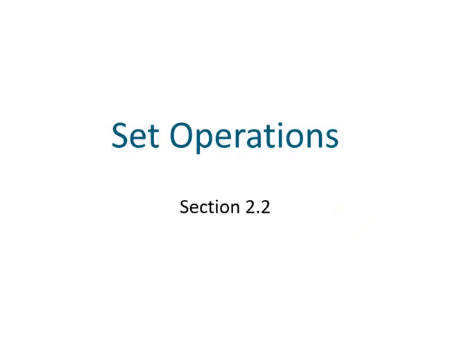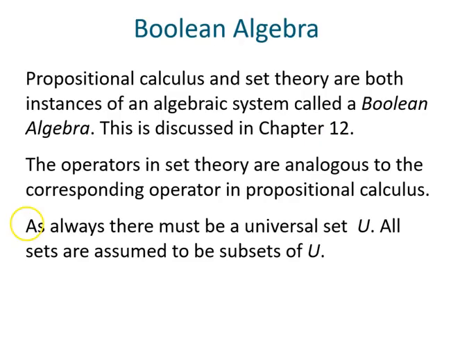Section 2.2 Set Operations. The operators in set theory are analogous to the corresponding operators in propositional calculus. For example, union of sets corresponds to disjunction operator. As always, there must be a universal set U. All sets are assumed to be subsets of U.